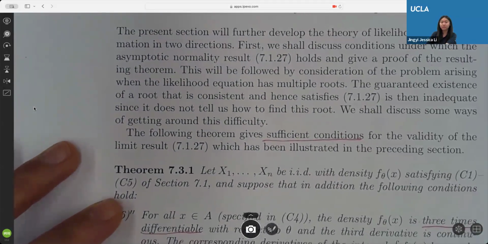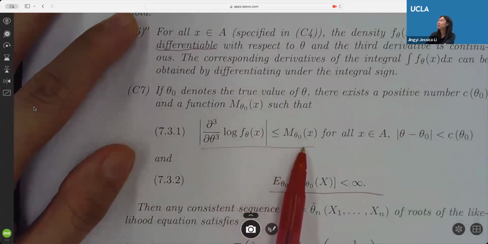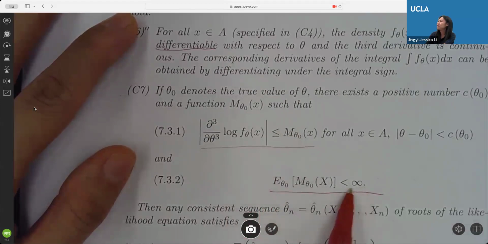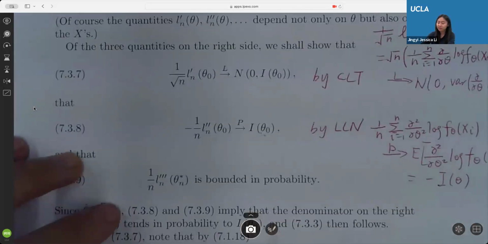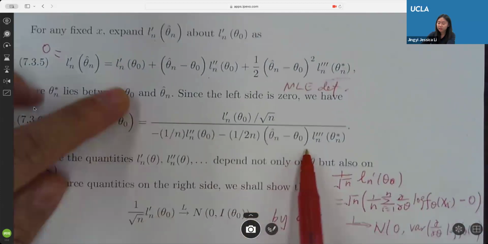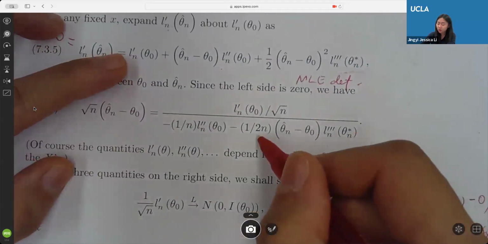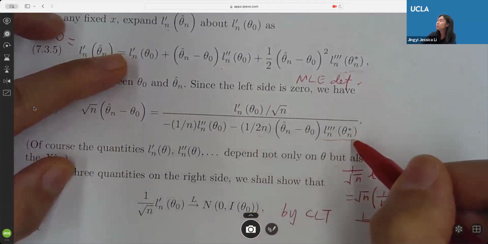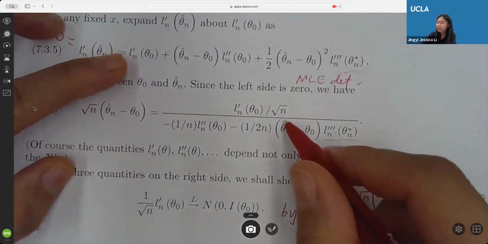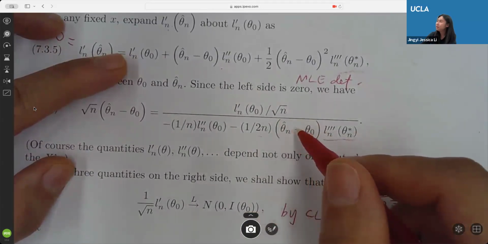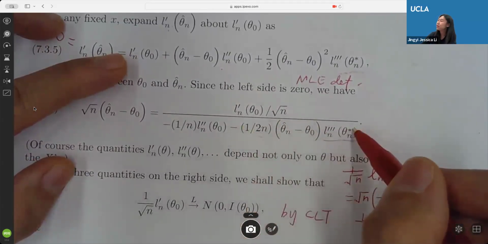we know that this one is bounded, right? This is always bounded, and the expectation of the upper bound is bounded. So that's why we say this is bounded. So essentially we have 1 over n times this is bounded, okay? And this is going down to 0 in probability. So that's why this third term is shrinking.